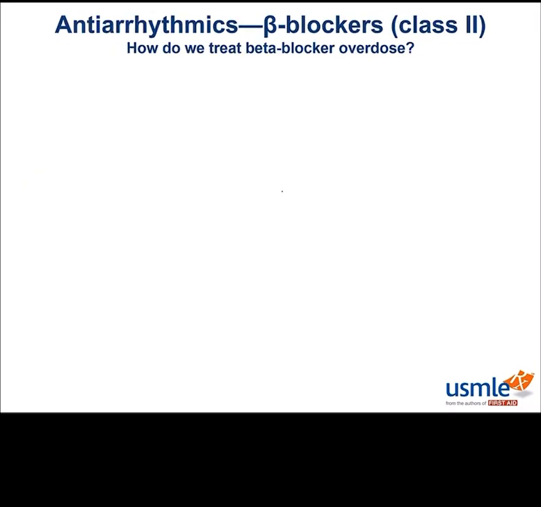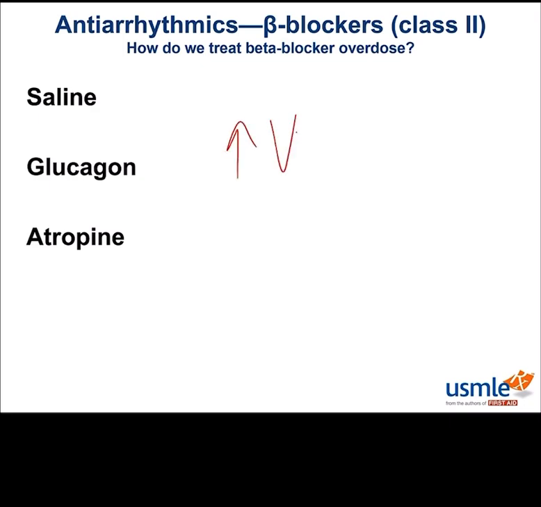How do we treat beta blocker overdose? That's right, we give saline, glucagon, and atropine. The severe drop in cardiac output will drop the blood pressure drastically, and we need to give them some normal saline to boost intravascular volume and bring up the blood pressure. This gives us time to fix the underlying problem.